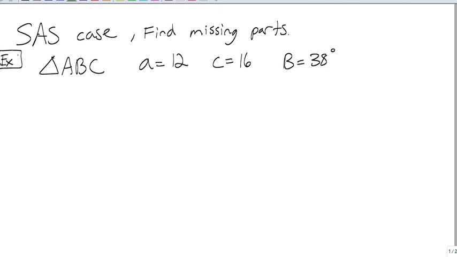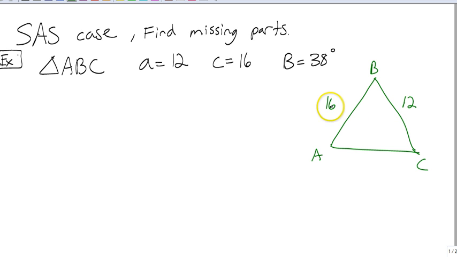So the side angle side case, find the missing parts. Always start with a sketch. If you don't have a triangle given to you, sketch it out. I'll call this A, B, and C, and it tells me that side A is 12, that's across from angle A, side C is 16, and the included angle is 38 degrees.